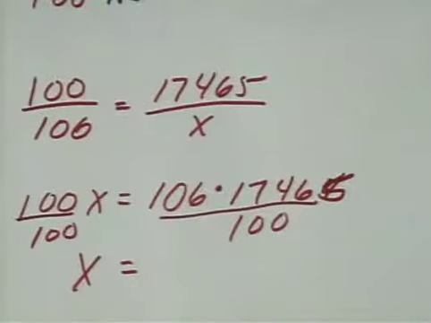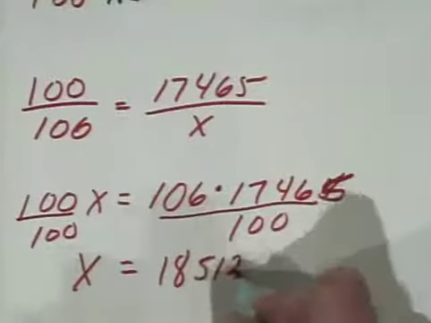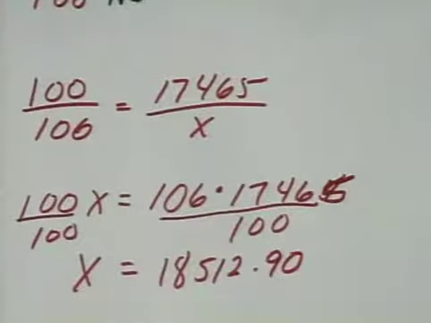What does someone think the price of the new car is? Real loud. $18,512.90. Thank you. $18,512.90. Who's lost and who's got it? Questions? You just don't multiply it by 0.06. Yeah. That is one way of doing it.